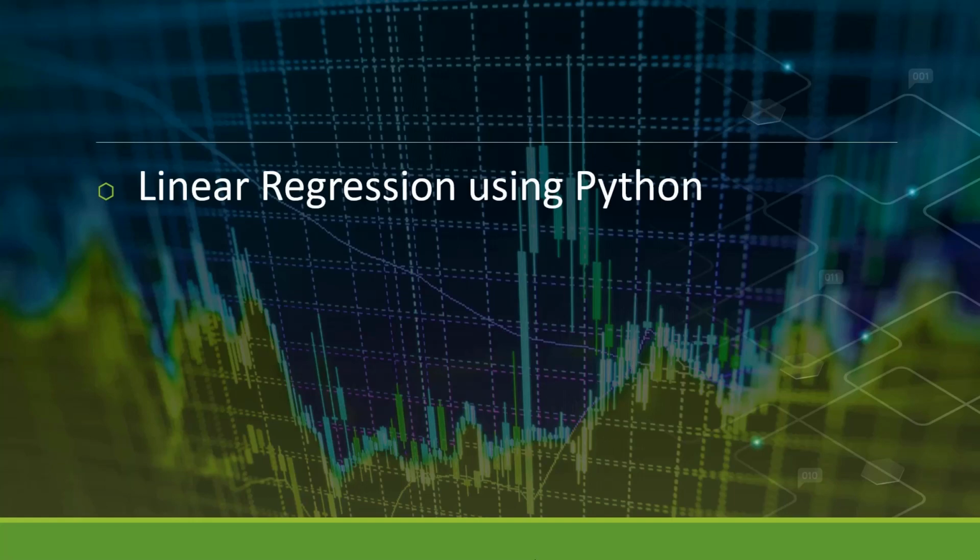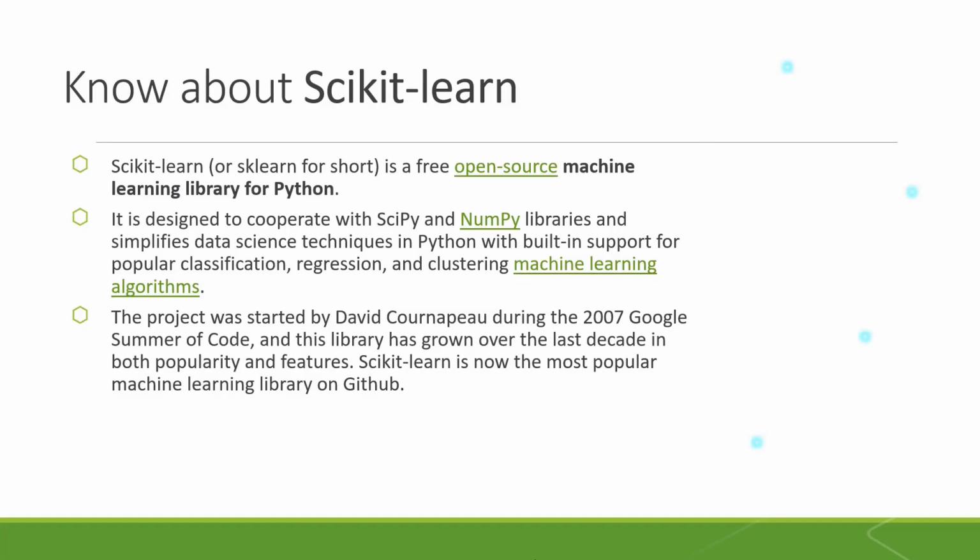So let us see how to construct the linear regression using Python. For all the regression line, you can use the package scikit-learn. So whenever you want to construct the linear regression model in Python, you can go with a scikit-learn package, which is a free open source machine learning library. It is designed to cooperate with SciPy and NumPy libraries and simplifies data science techniques in Python with built-in support for popular classification, regression, clustering, machine learning algorithms.